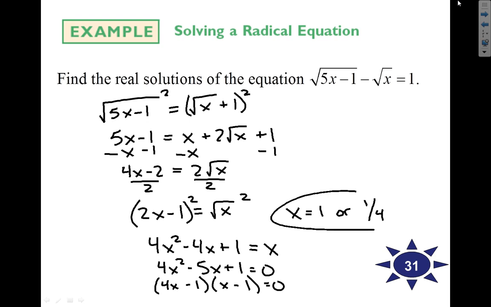Yep, there it is. So, key on this one, these are kind of tedious because you have to do it twice. You're going to square once to get rid of the first square root. You're going to move everything around down here, and then you're going to square again to get rid of the other square root. Two-parter. All right, pause the video, try problem 31.